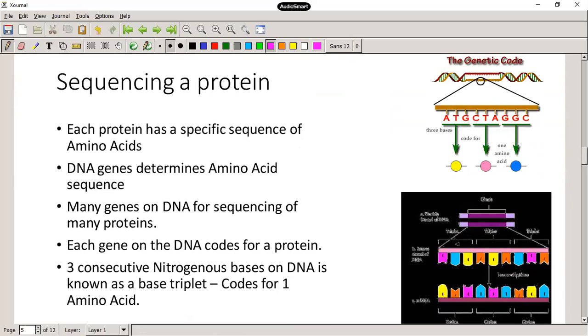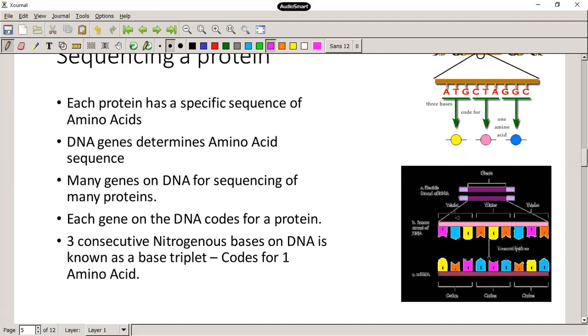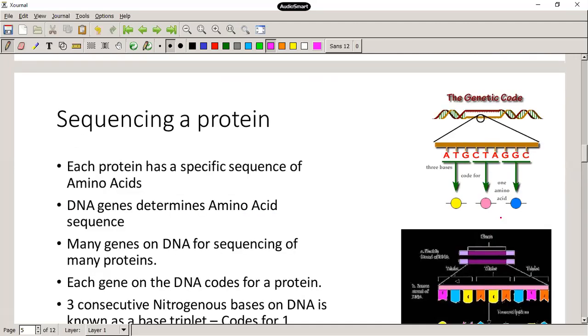So how are we sequencing a protein? Each protein has a specific sequence, a specific pattern of amino acids. The DNA genes determine the amino acid sequence. There are many genes on the DNA for sequencing many proteins, and each gene on the DNA codes for a protein. Three DNA nucleotides, or three DNA nitrogenous bases, code for one amino acid, and on the DNA we call it a base triplet. There's your DNA, you can see the double helix. There's the gene. It codes for a specific protein, and each of the three nucleotides or three nitrogenous bases codes for one amino acid.